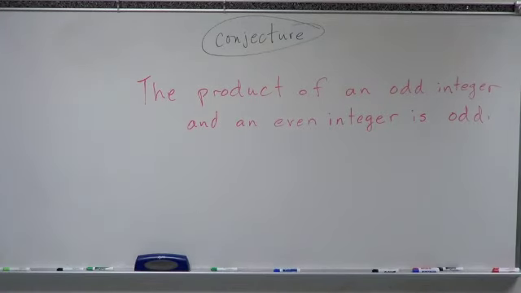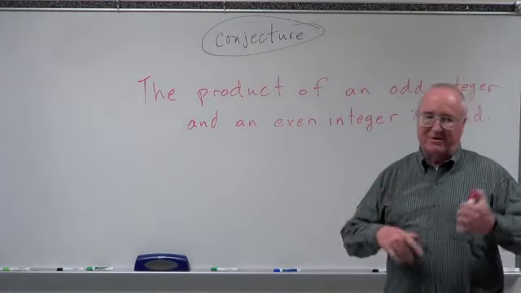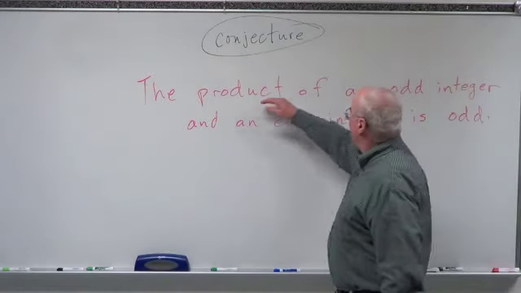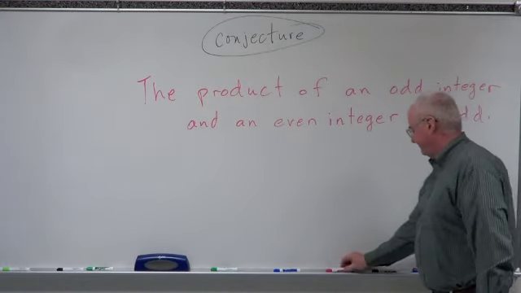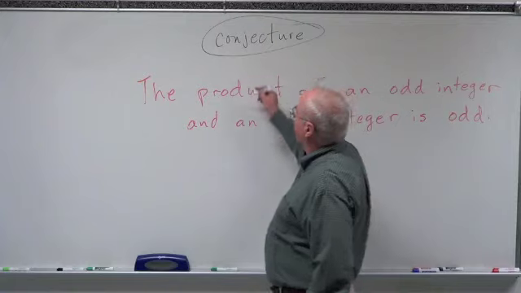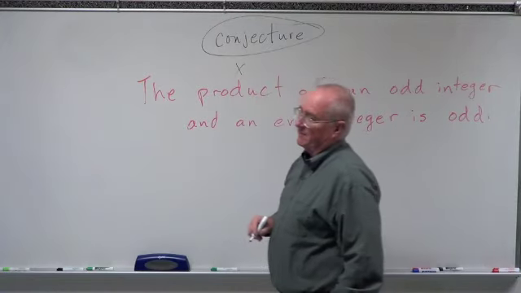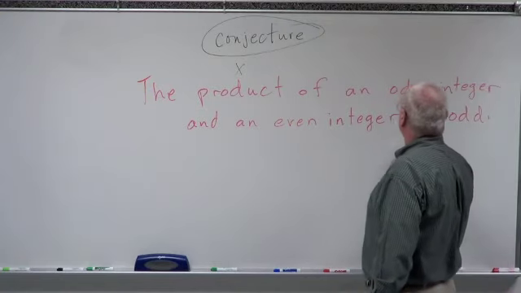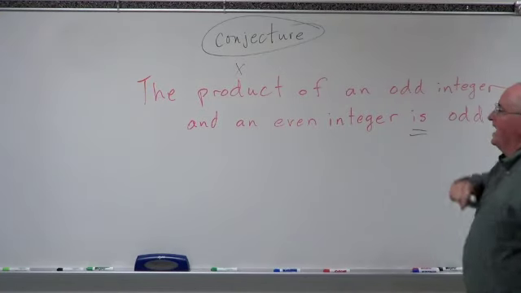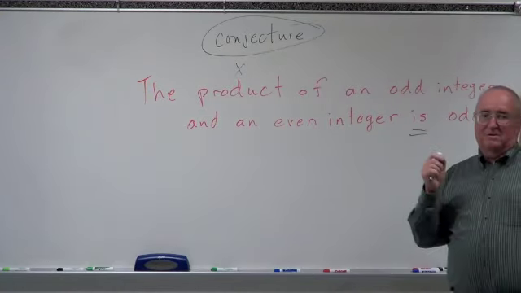That's our statement. We think somebody has made a statement that says, based upon known information, the product of an odd integer and an even integer is odd. Okay? Product. We're going to do some multiplication, aren't we? Of an odd integer and an even integer equals an odd. So let's try one.